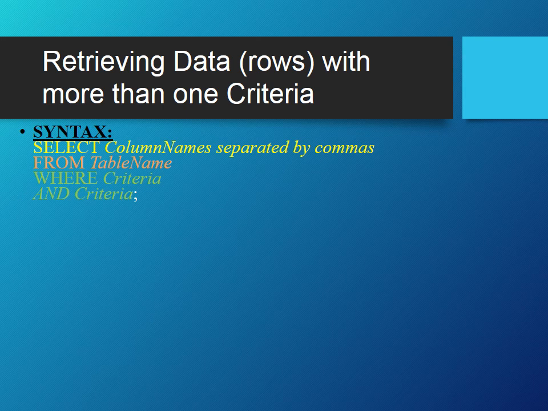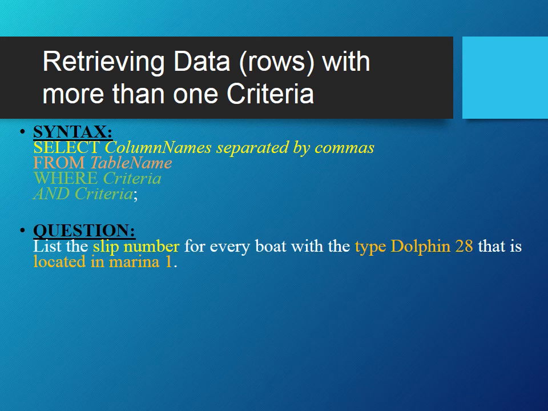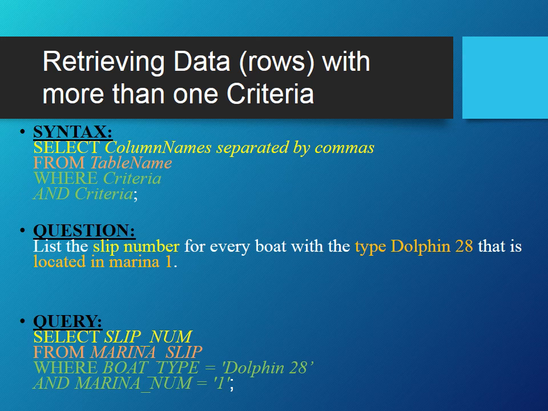Let's apply this to a question. List the slip number for every boat with the type Dolphin 28 that is located in Marina 1. The column we need is the slip number. The criteria is the boat type of Dolphin 28 and a location of Marina 1. Our query becomes, as you see here, select slip number from Marina slip where boat type equals Dolphin 28 and Marina number equals 1. Notice the single quotes around parameters that have the character data type to indicate a string value.